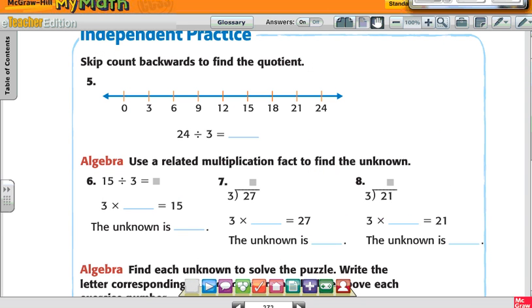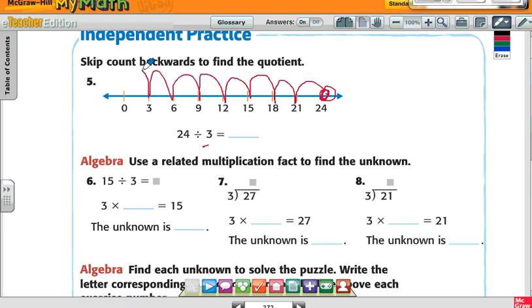So all right, let's do this one together. It says skip count backwards to find the quotient. So 24 divided by 3. So here's 24, right? And I'm skip counting by how many? 3. Oh, they have it already. 21, 18, 15, 12, 9, 6, 3, and 0. How many hops did I make? 8. 1, 2, 3, 4, 5, 6, 7, 8. So 24 divided by 3? 8.